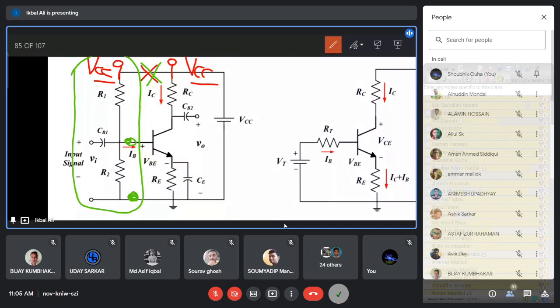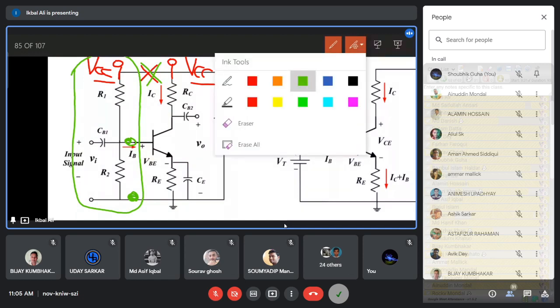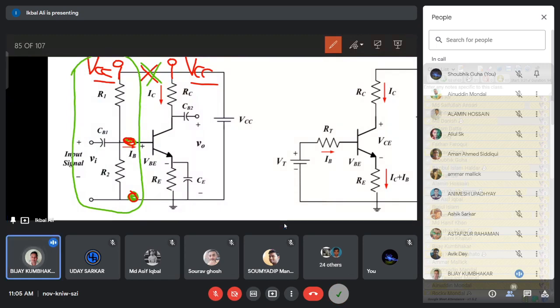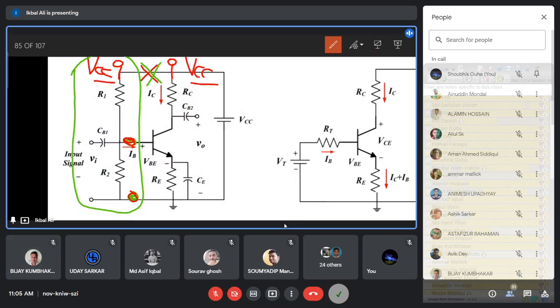So just calculate what will be the potential difference between these 2 points. What will be the potential difference between this point and this point? That is the open circuit voltage. What will be the open circuit voltage here? VCC into R2 by R1 plus R2. Very good. That is correct. That is the Thevenin voltage.